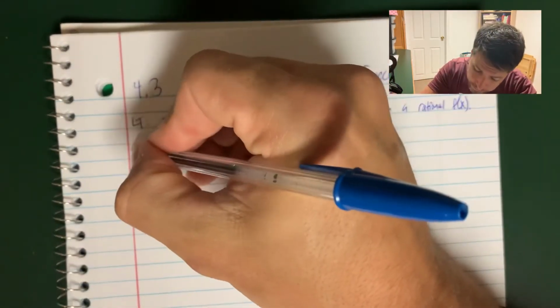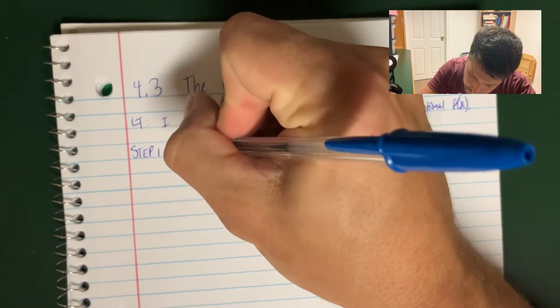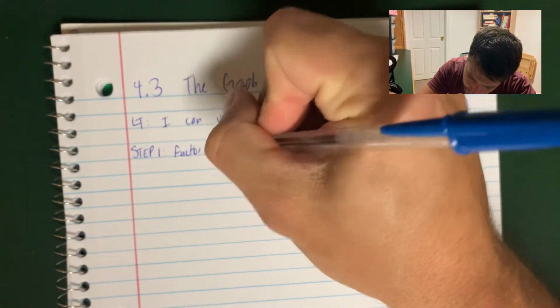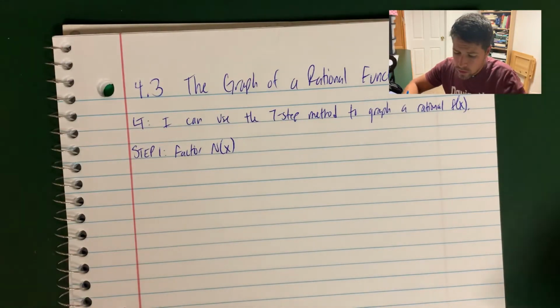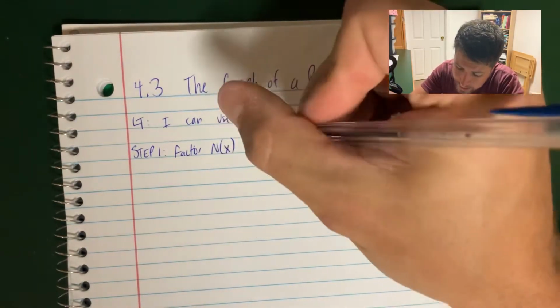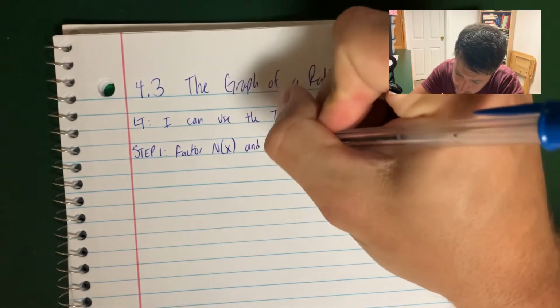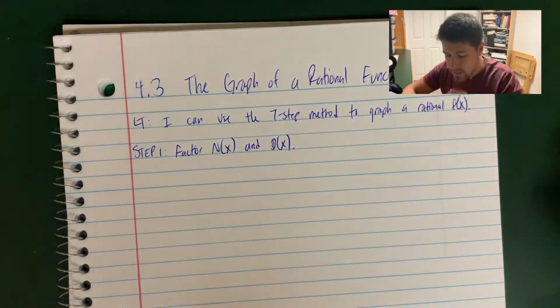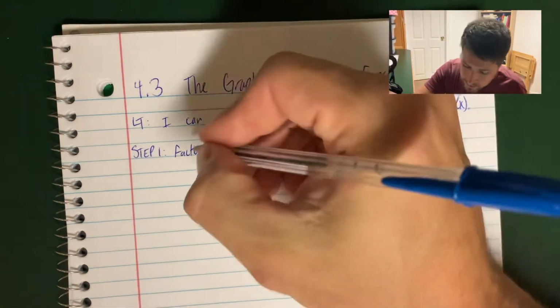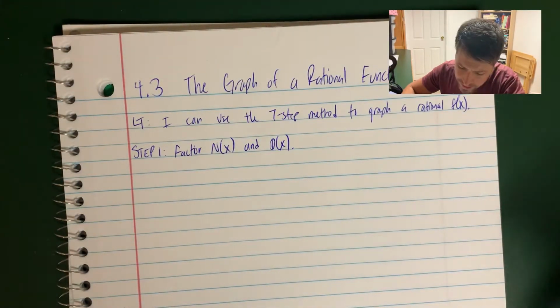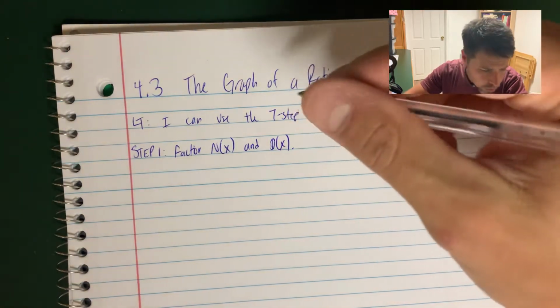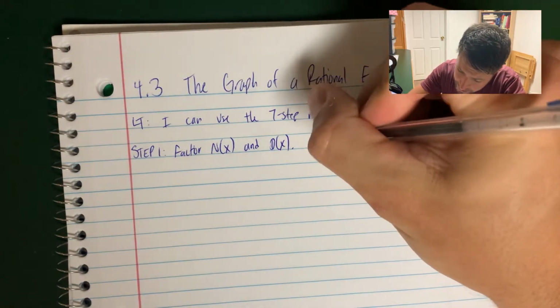So step 1, I want you to factor the numerator, and once again, in regards to 4.2, we're still going to refer to the numerator as n of x, and we're going to refer to the denominator as d of x, where numerator is the polynomial function that's on the top, and the denominator is the polynomial function that's on the bottom. There's a second piece to step 1, which we're going to find the y int.